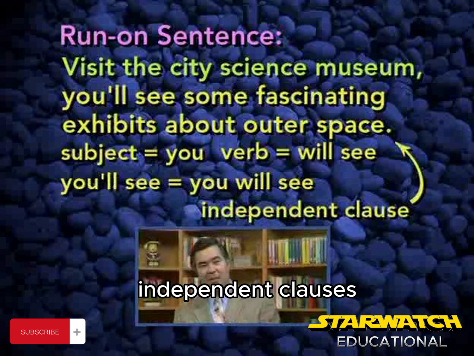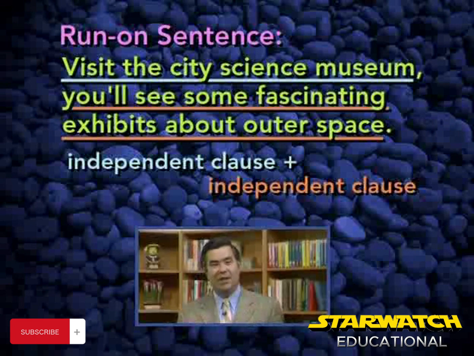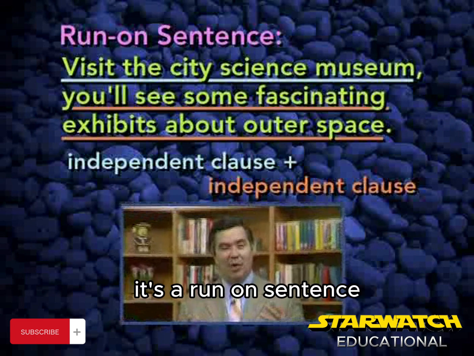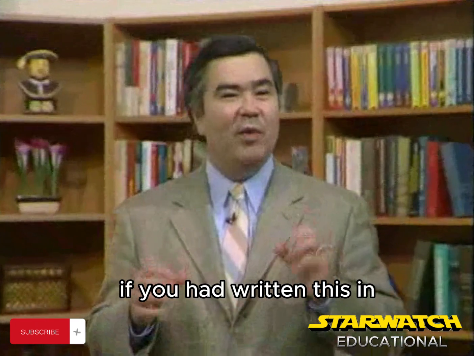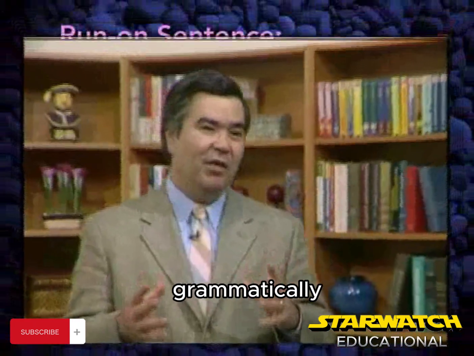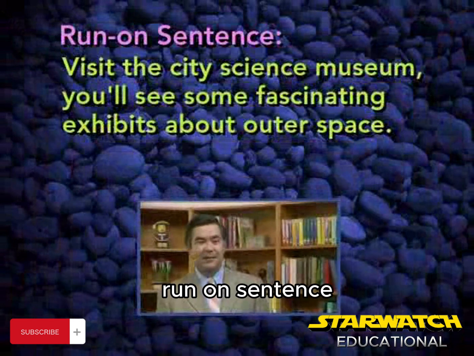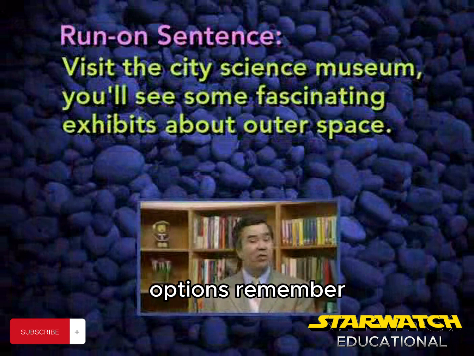We have two independent clauses which have simply been stuck together with a comma in between. That's what makes this wrong. It's a run-on sentence. If you had written this in your own paper, you would have to correct it to make the paper grammatically acceptable. What would be a good way to fix this run-on sentence? Well, you have at least two options.